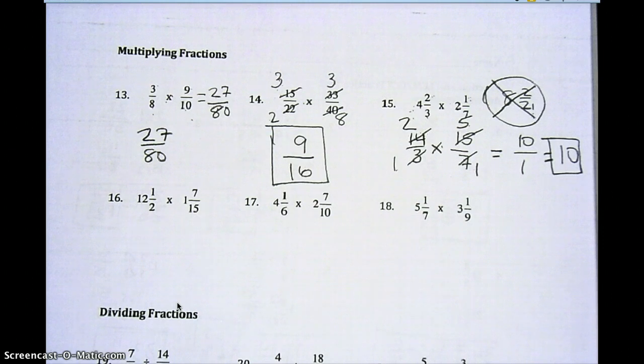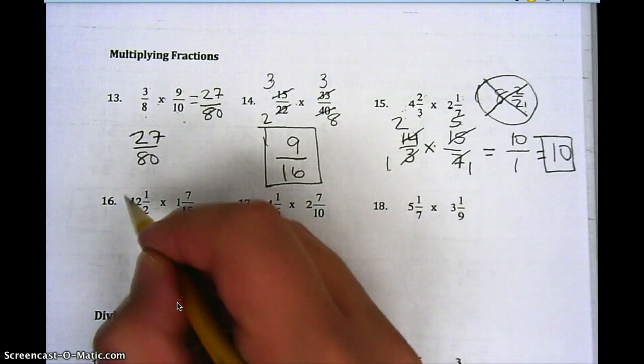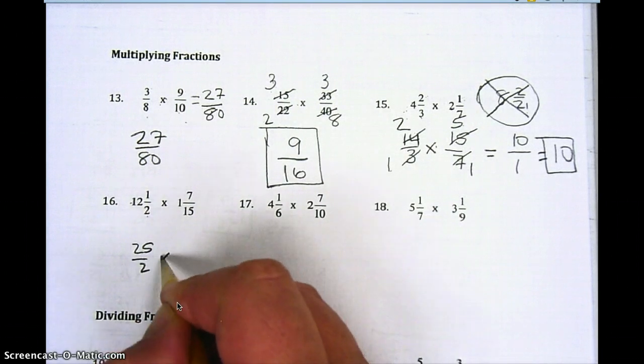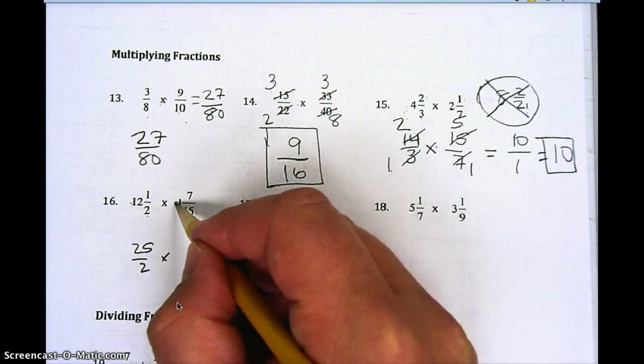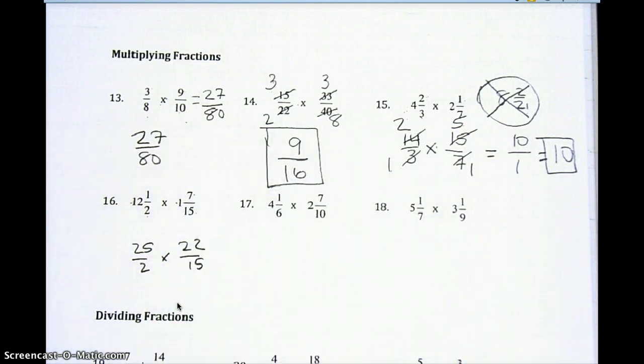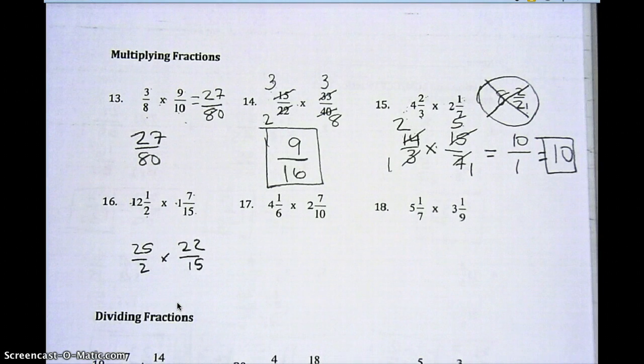Okay, let's see how we did on number 16. So the first step, I have mixed numbers, so I have to change into improper fractions. So 2 times 12 is 24, plus 1 is 25 over 2. Times 15 times 1 is 15, plus 7 is 22 over 15. So I change into improper fractions. That's the first step. After I change into improper fractions, I got to see if I can reduce them.